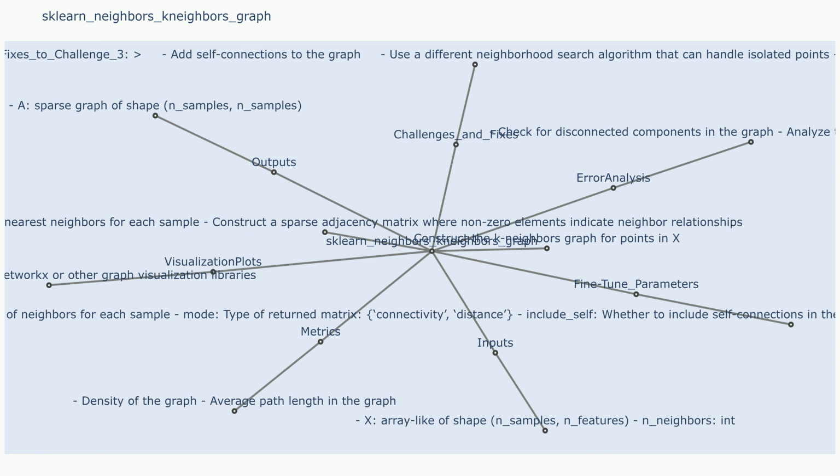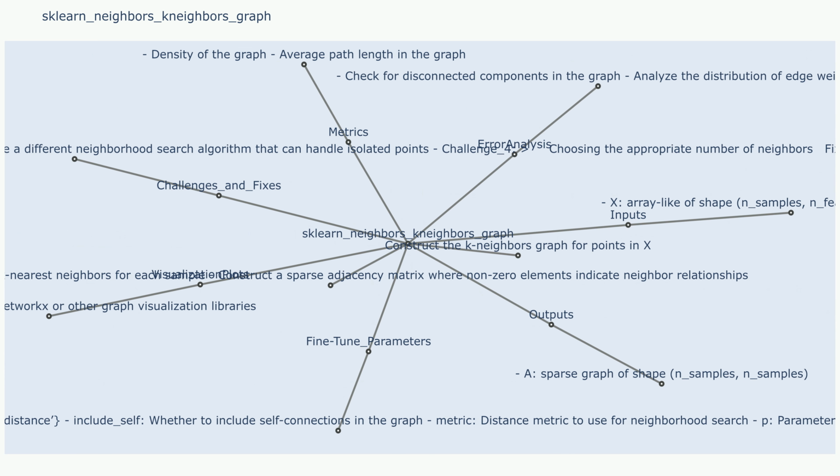Metric. The choice of distance metric can significantly impact the graph structure. Experimenting with different metrics can reveal hidden relationships within the data and improve the accuracy of downstream tasks.